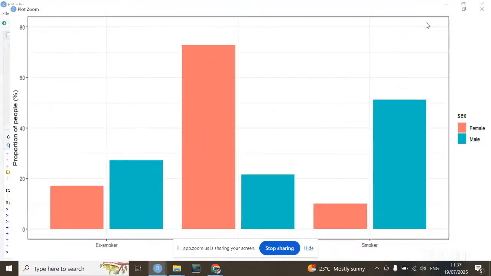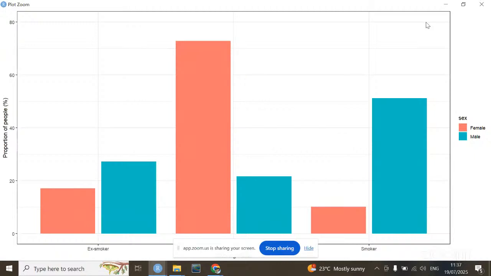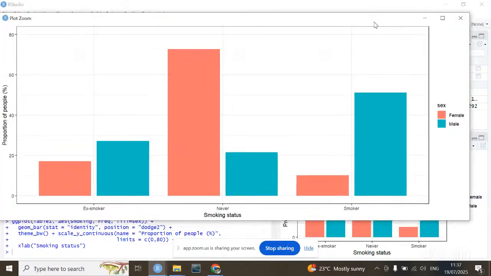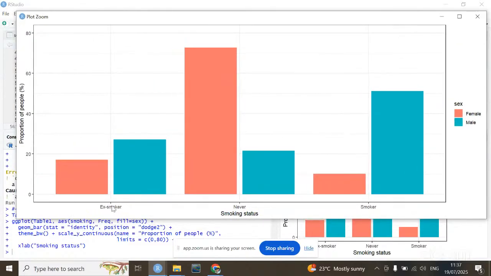So this was the graph we created, looking at the smoking status, the ex-smokers, those who have never smoked, and those who are still smoking. Then male and the female being compared. So this is the graph we got.